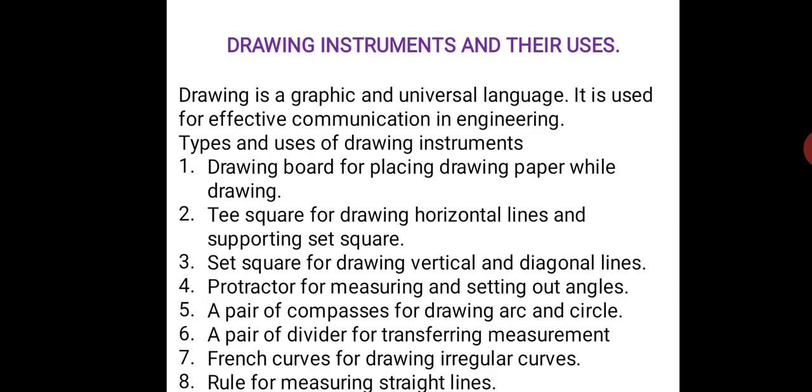3, you have set square for drawing vertical and diagonal lines. You have different types of set square. You have 30 degrees/60 degrees set square. You have 45 degrees set square. Now these set squares are for drawing diagonal lines, angles such as 30 degrees, 60 degrees, and 45 degrees, and for drawing vertical lines. You have your protractor for measuring and setting out angles.